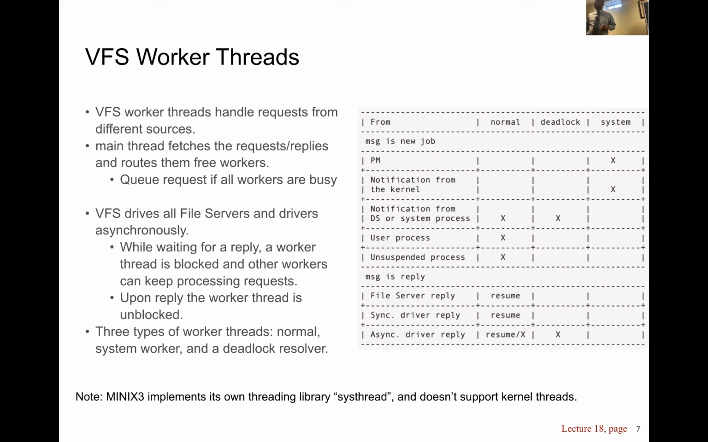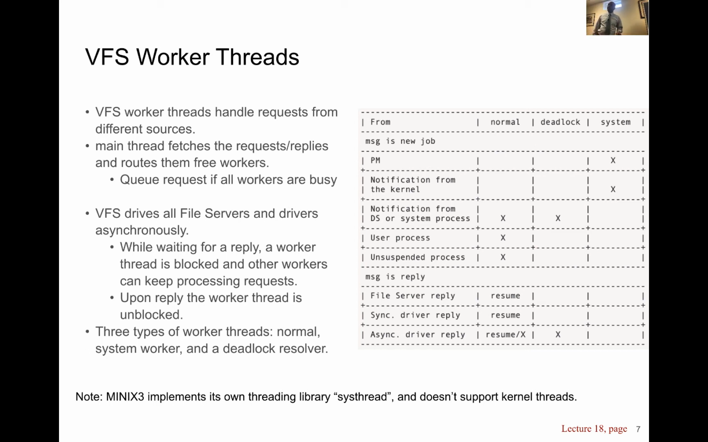Now, this picture here, which I'm not going to go into too much detail, shows us the three types of worker threads that a VFS process supports. They're called a normal thread, which just does normal work. There's a deadlock thread, which actually is a deadlock resolver. If there is a deadlock in the system, that's the one that is going to be used. And then there's a system worker thread that is used by the process manager and to handle notifications from kernels, the microkernel and so on.